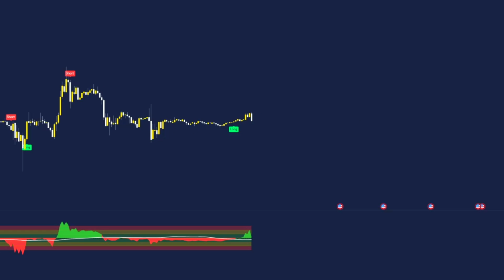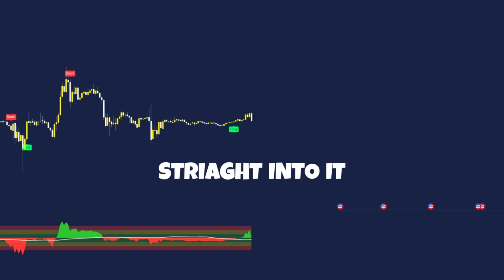Okay, so now I'm going to show you exactly how to take trades with this strategy, and it is very easy, I promise. So let's get straight into it. Step 1 for this strategy is we'll be waiting for the Z-score probability indicator to spike outside of either the top red band or the bottom red band.